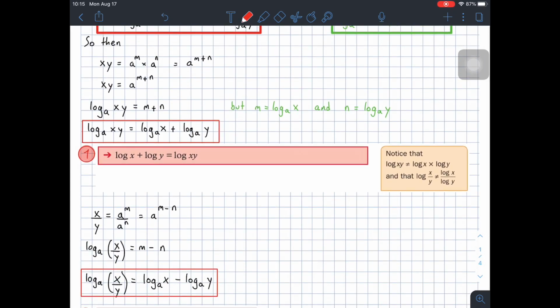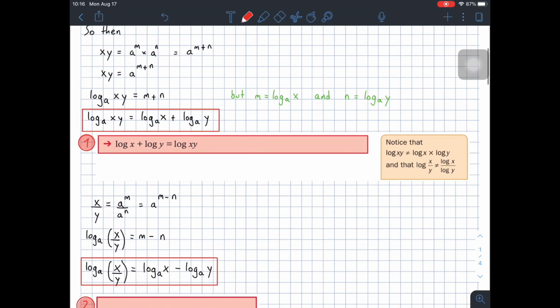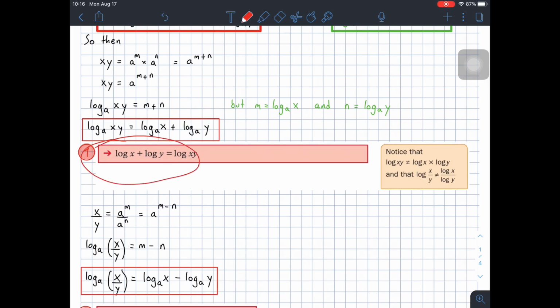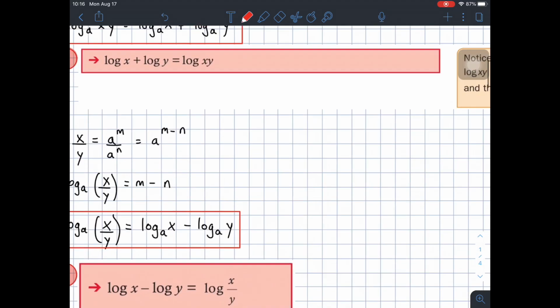And here it says, notice that log of x times y is not the same as saying log of x times log of y. That's a mistake if you do it that way. And log of x divided by y is not the same as saying log of x divided by log of y. We're going to see how to find the logarithm of an argument divided by another argument. Okay, we're going to see that it's actually the second law. Okay, so remember, this is the first law. Log of x plus log of y is log of x times y. Now we're going to go to the second law.